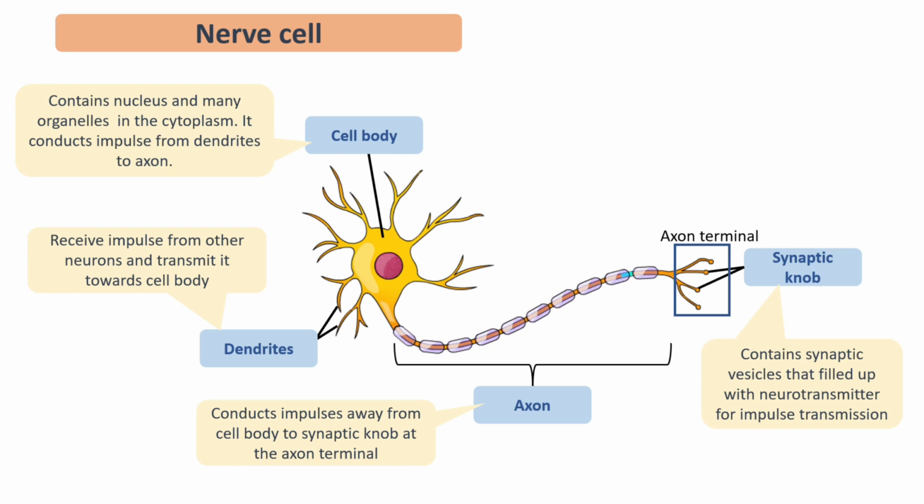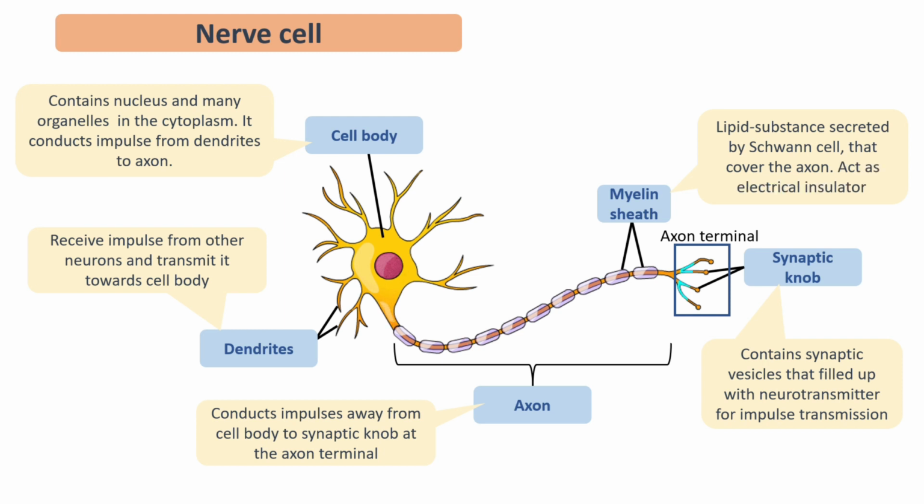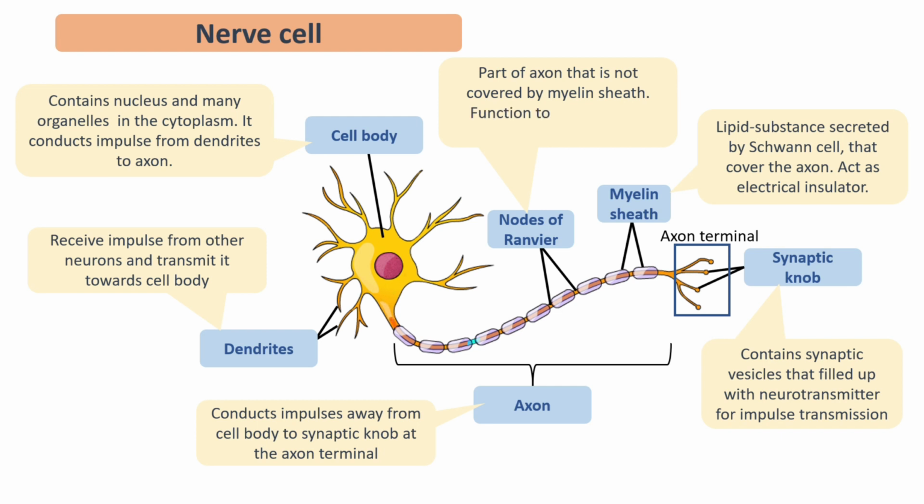At the axon, there is the myelin sheath. This lipid substance, which is secreted by Schwann cells, covers the axon and acts as an electrical insulator. Next are the nodes of Ranvier. This is a small part of the axon that is not covered by myelin sheath. Its function is to speed up the impulse transmission.